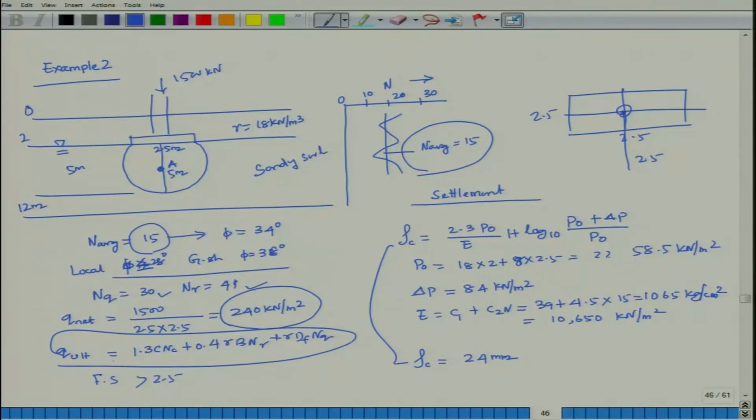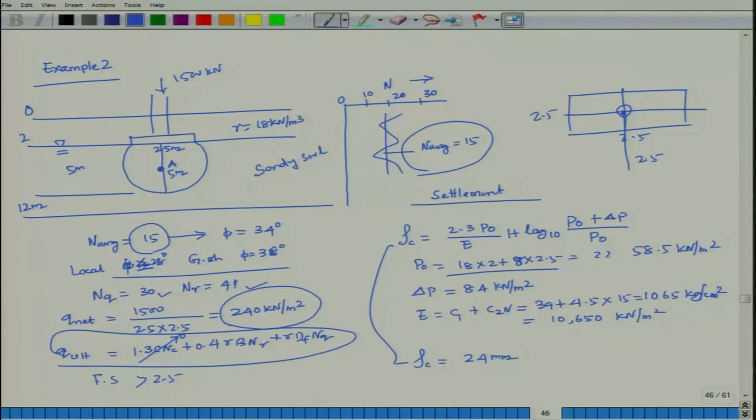So, based on that you calculate your Q ultimate value: 1.3 CNC, 0.4 gamma B N gamma plus gamma DF NQ. NQ and N gamma are there because there is no term of C, this can be 0. Then you can calculate the factor of safety, it should come out greater than 2.5. Then find out the settlement. Settlement is 2.3 P0 by E H log 10 of P0 plus delta P by P0.